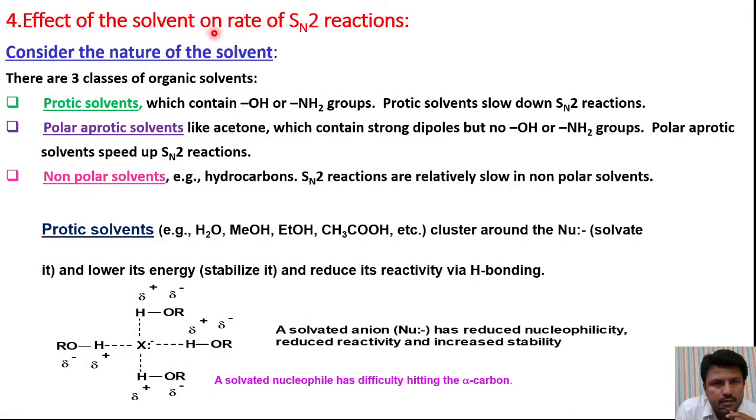The fourth one is solvent effect. See here, we have three types of solvents. One is protic solvent, which contains protons. The second one is polar aprotic solvents. The third one is non-polar solvents. In protic solvents, since they contain more protons and more polarity, these ions will stabilize our incoming nucleophile. So the incoming nucleophile is blocked by these solvents. So it cannot readily form a bond with the electrophilic carbon. So reactivity will decrease.